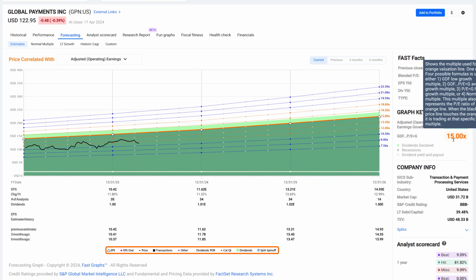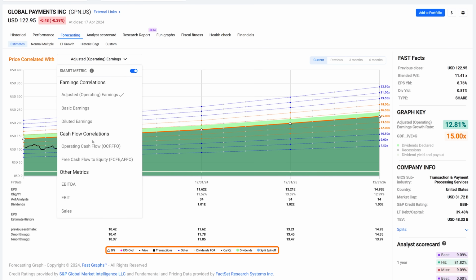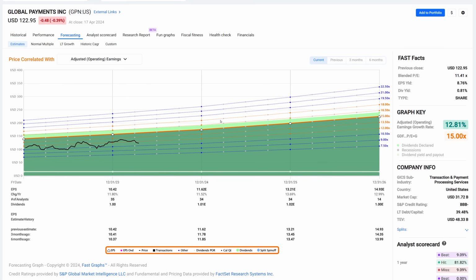Now, I want you to understand what I'm saying here. What this graph is doing is it's actually forecasting future earnings or cash flows. We can look at cash flows because we have that option available on Fast Graphs. But the point is, this is kind of like discounted cash flow analysis in reverse. We're forecasting the cash flows. But unlike the traditional academic methods, I only like to go out 2 or 3 years.